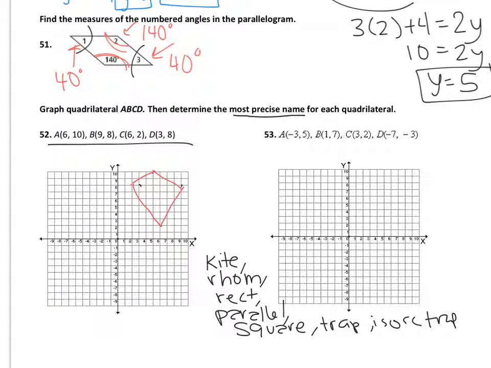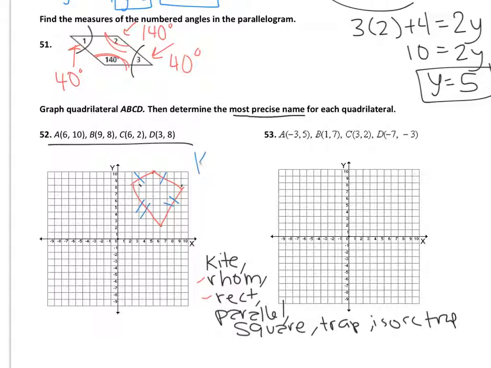I didn't graph very well with straight lines, but it's not a rhombus because not all sides are equal. It's not a rectangle. It's not a parallelogram because these two are not parallel, and these two are not parallel. It's not a square. It's not a trapezoid. It's not an isosceles trapezoid. It is a kite because these two are equal and then these two are equal.